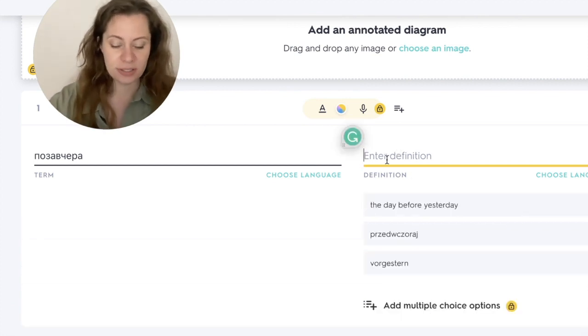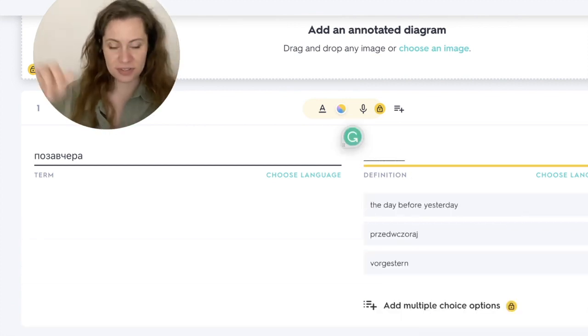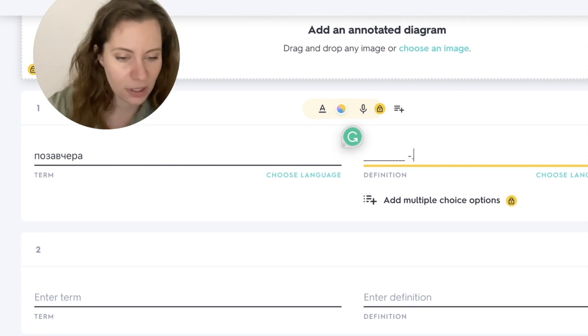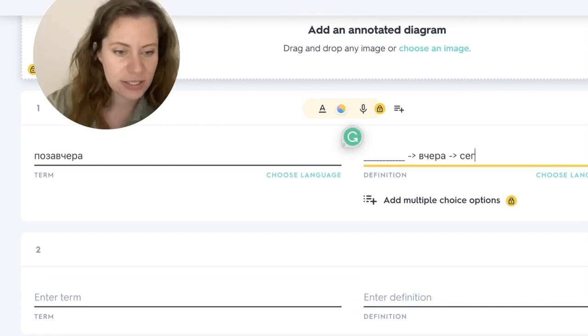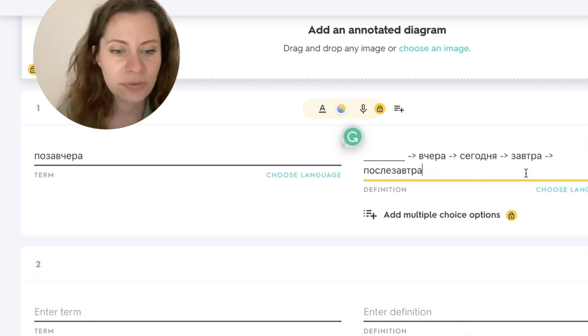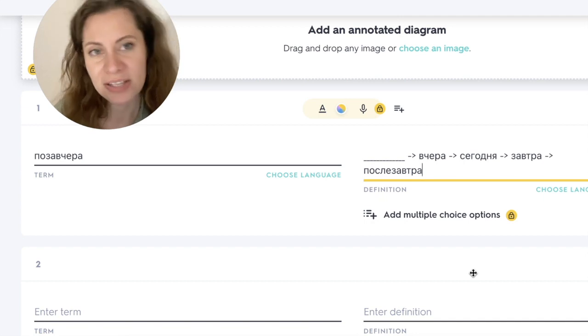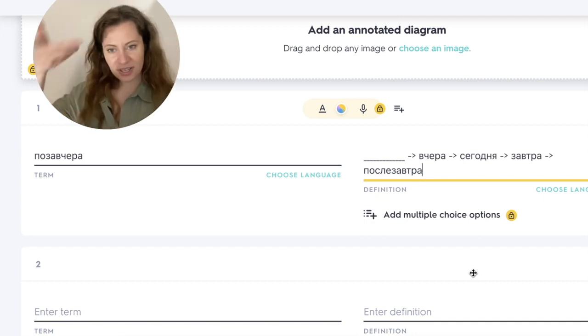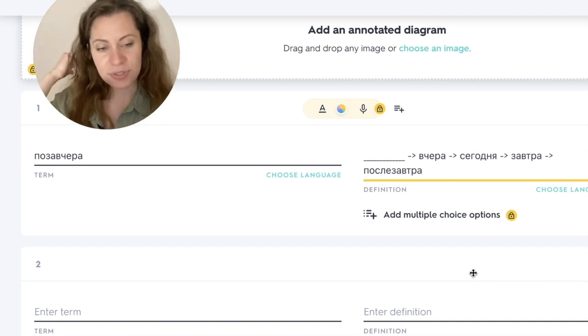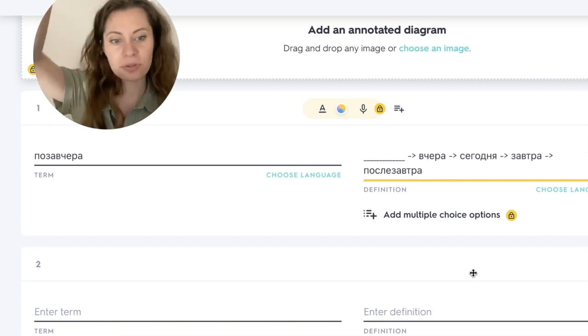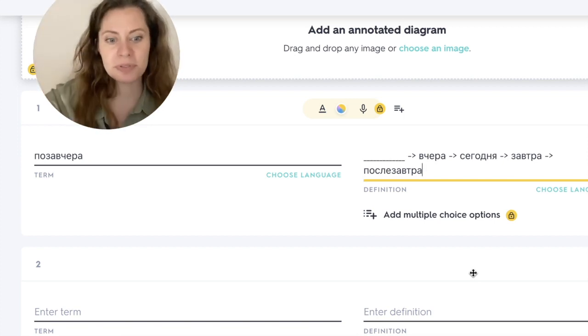So I will write something like this, just leaving a blank space. Then I'm writing вчера, сегодня, завтра и послезавтра. Вчера, сегодня, завтра, послезавтра. I think it's kind of self-explanatory, and the person can just recall how to say yesterday, today, tomorrow, and what's most important, послезавтра.